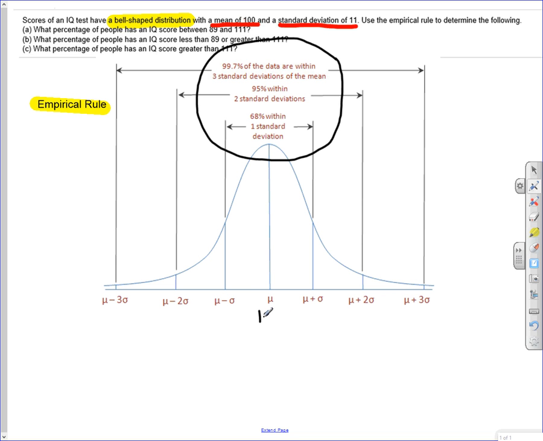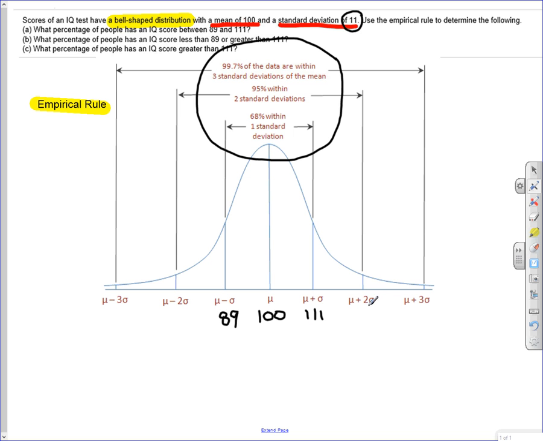We have a mean of 100, so the 100 goes right here in the middle. Then for the 68%, we add and subtract one standard deviation. When I add 11, I'm at 111. When I subtract, 100 minus 11, because 11 is our standard deviation, I get 89. So based on the empirical rule, and we're using IQ test scores here, 68% of people have an IQ between 89 and 111.